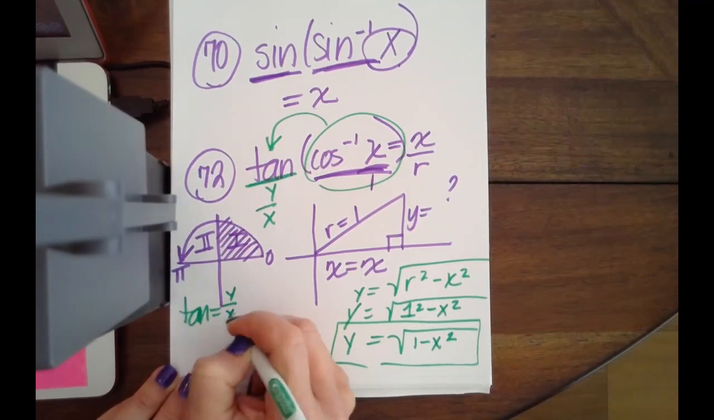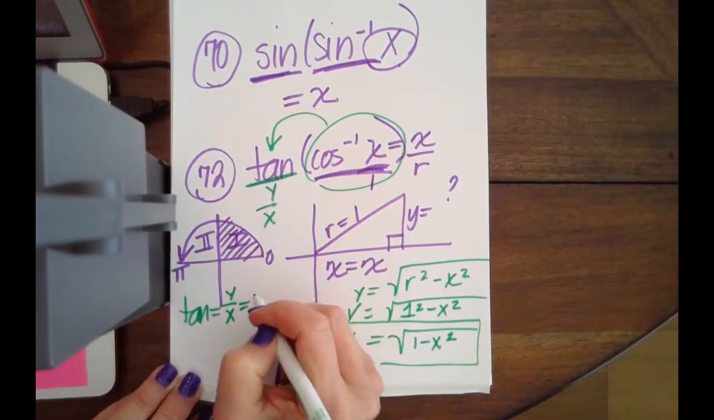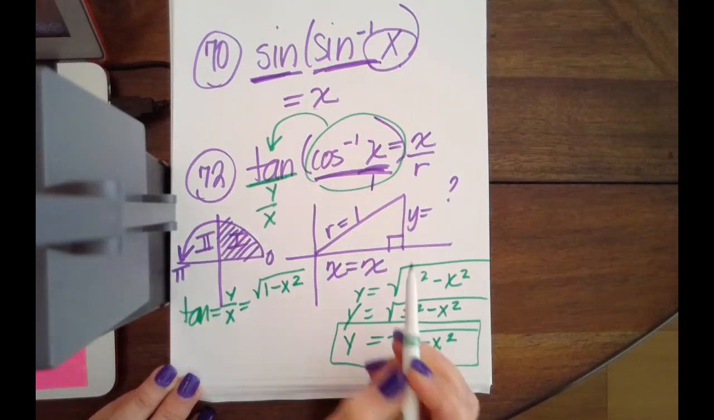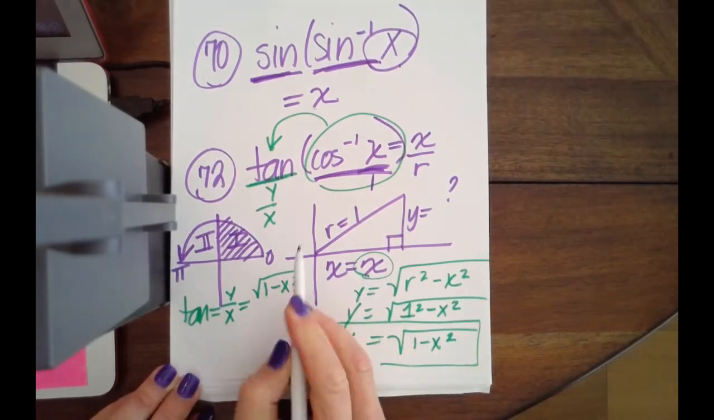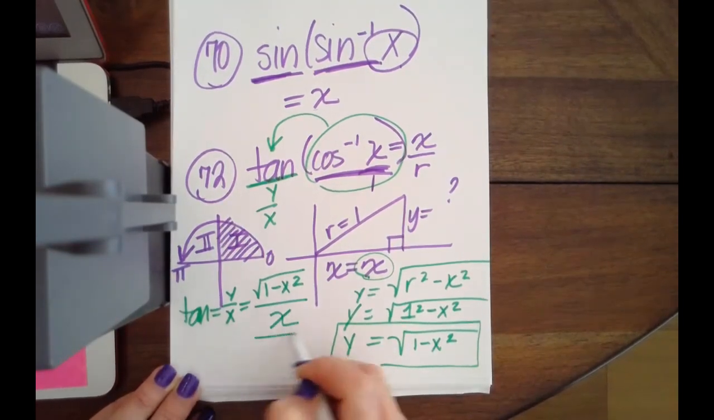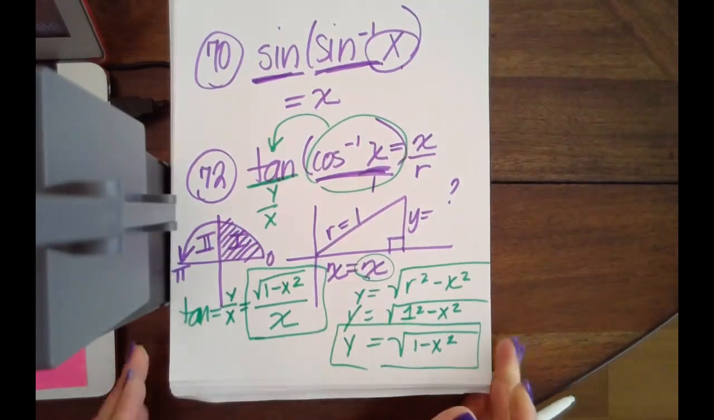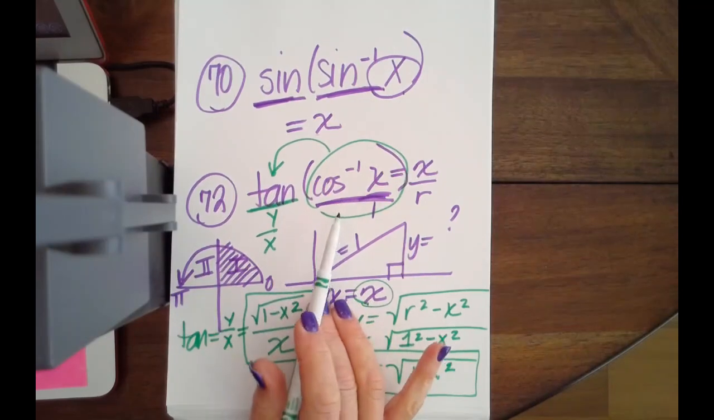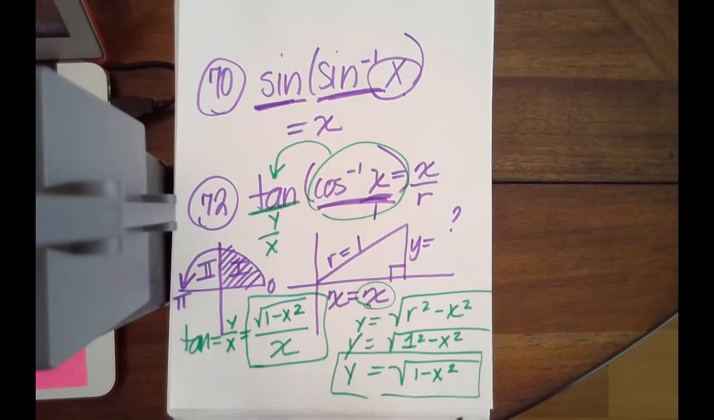Well, we just found y is the square root of 1 minus x squared. And then our x value, our denominator, is simply x. So this would be the expression in terms of x only that represents the tangent of the inverse cosine of x. Okay, hope you found that helpful.